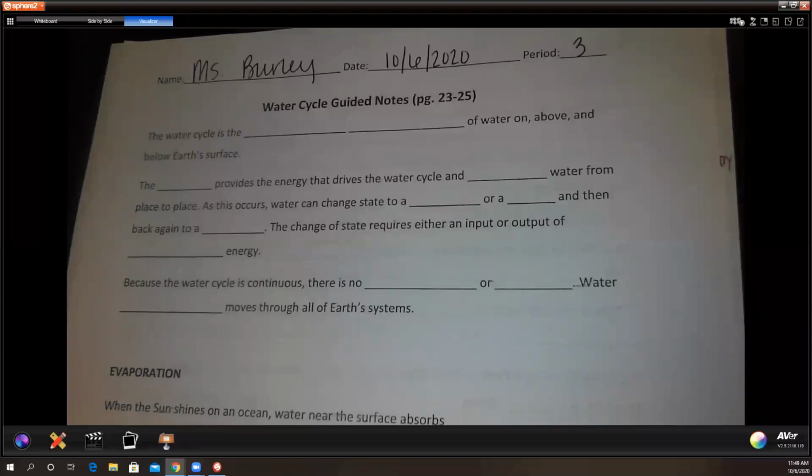Okay. So we're on page 23 in the copy of the reading that I sent out in our email. So we're starting with the water cycle.